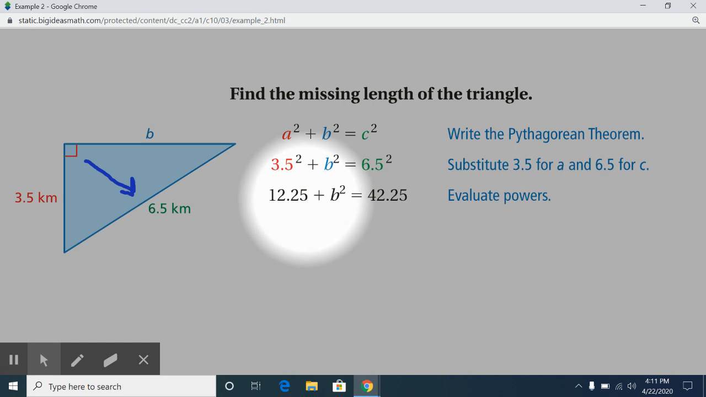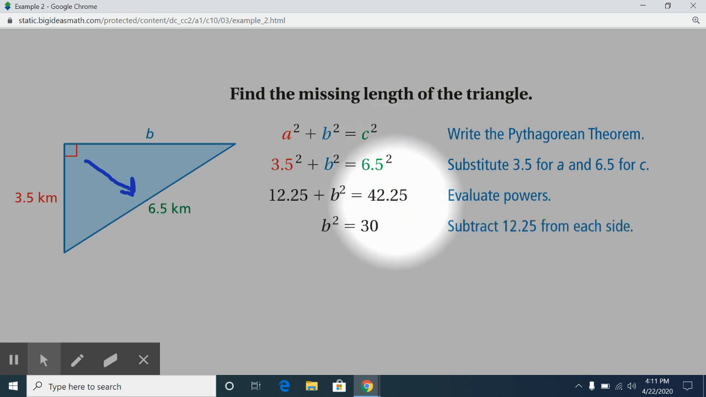So we have to square them. That gives me 12.25 when I square 3.5, and 6.5 squared gives me 42.25. What I have to do this time is isolate B squared. I don't just add the numbers together and say I got my answer. I actually have to subtract my other leg from the hypotenuse. So again, we want to isolate B squared this time.